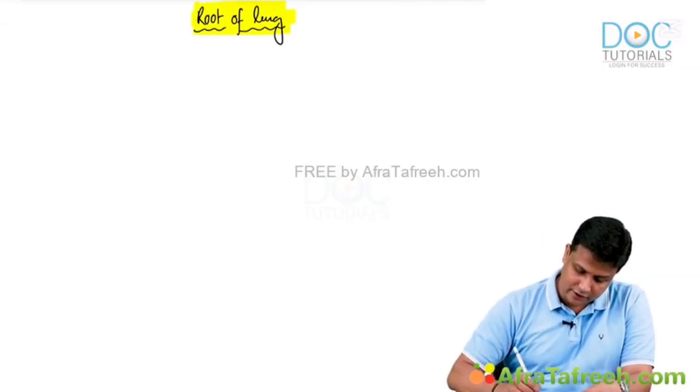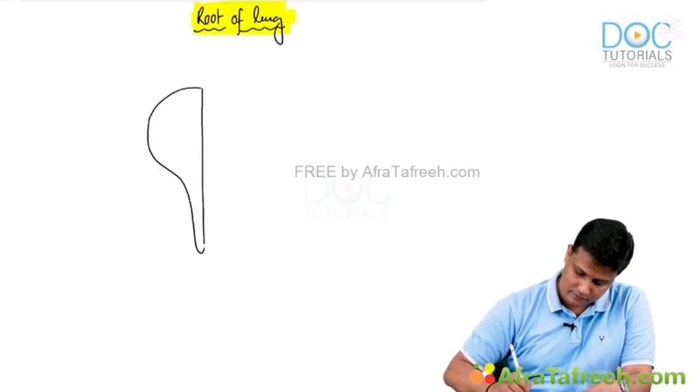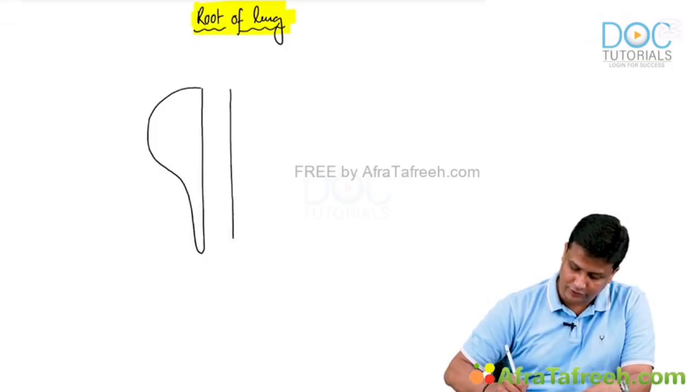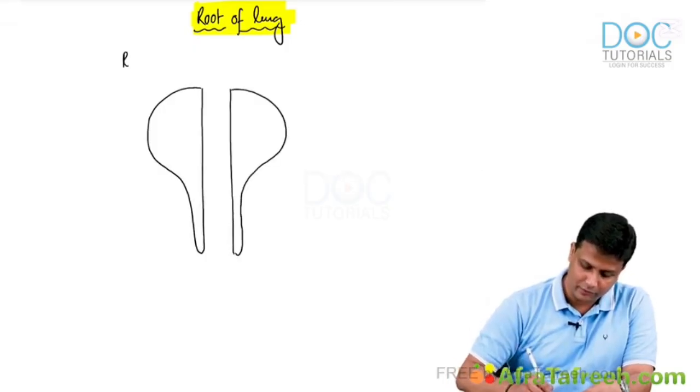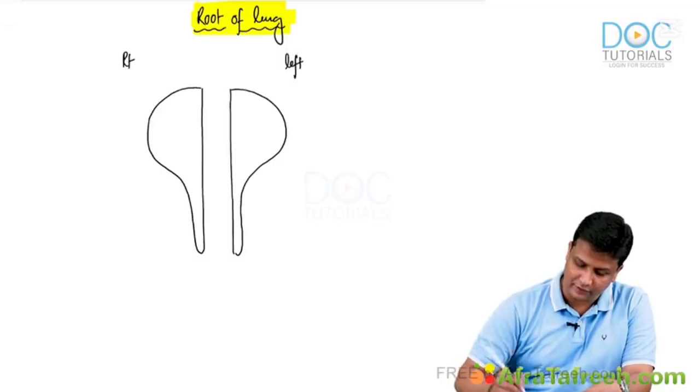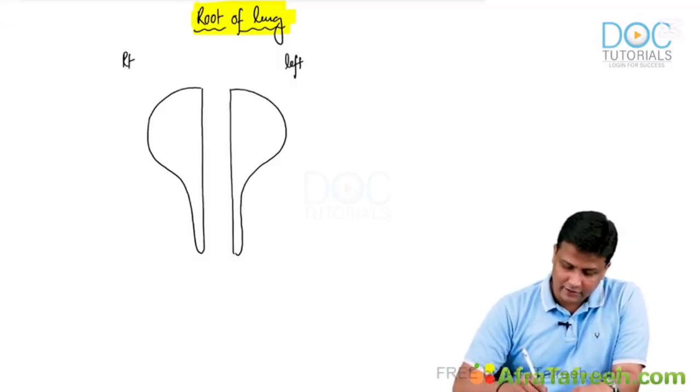Now imagine this one here to be the root of the right lung, guys, and this one here to be the root of the left lung. So this will be the root of the right lung over here, and this will be the root of the left lung. And before moving ahead itself, I'll give you the orientation.